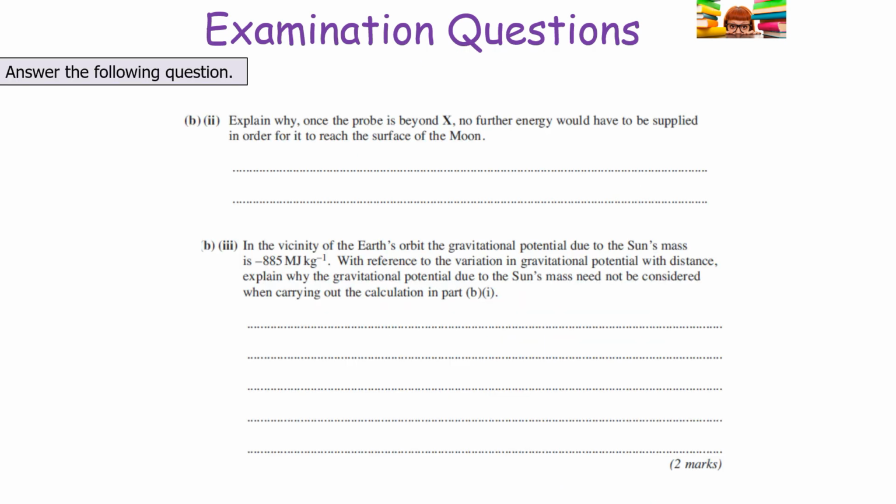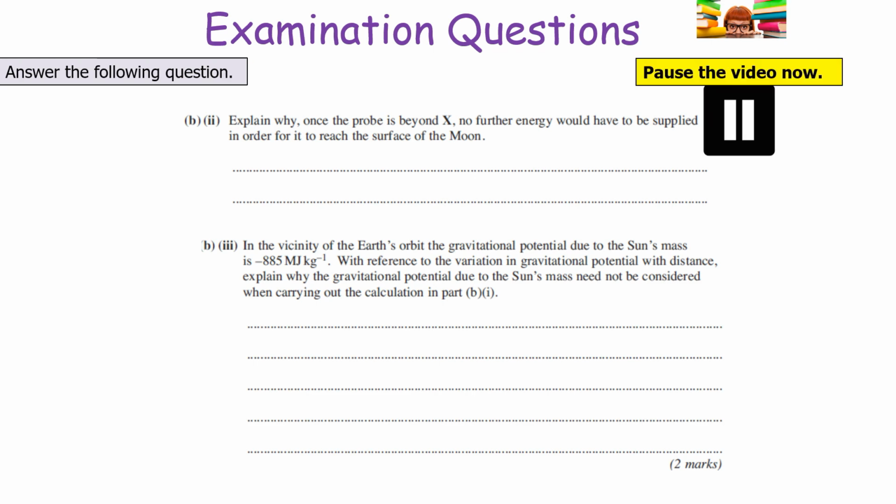Next question. Explain why, once the probe is beyond X, no further energy would have to be supplied in order for it to reach the surface of the moon. And then in the vicinity of the Earth's orbit, the gravitational potential due to the sun's mass is minus 885 megajoules per kilogram. With reference to the variation in gravitational potential with distance, explain why the gravitational potential due to the sun's mass need not be considered when you carried out your previous calculation. So pause the video now, then unpause the video when you want to go through your answer.